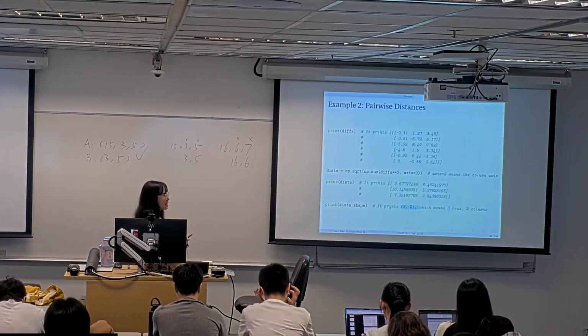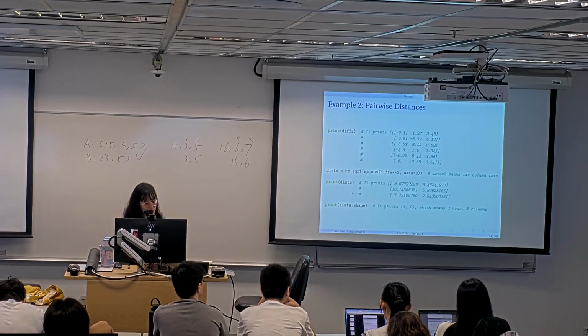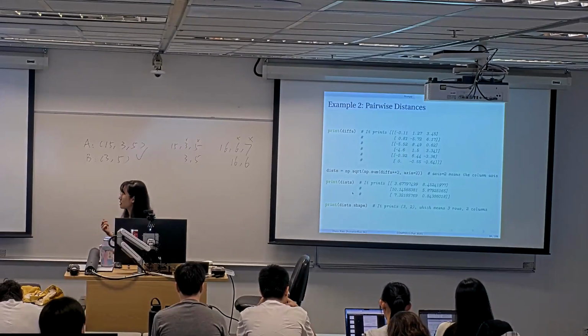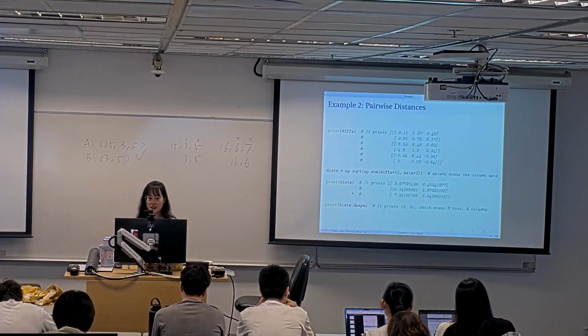So this is another example. This example is a little bit more complicated than the previous one, but still, to work it out, the key part is to use broadcasting.